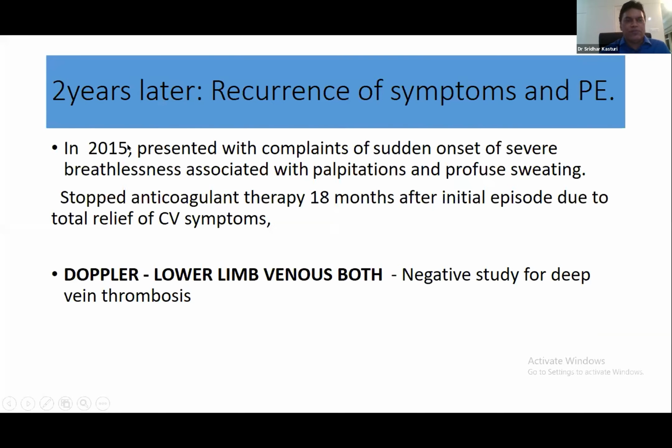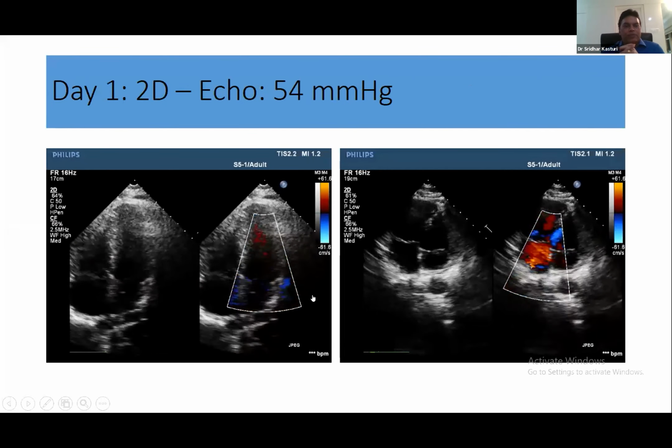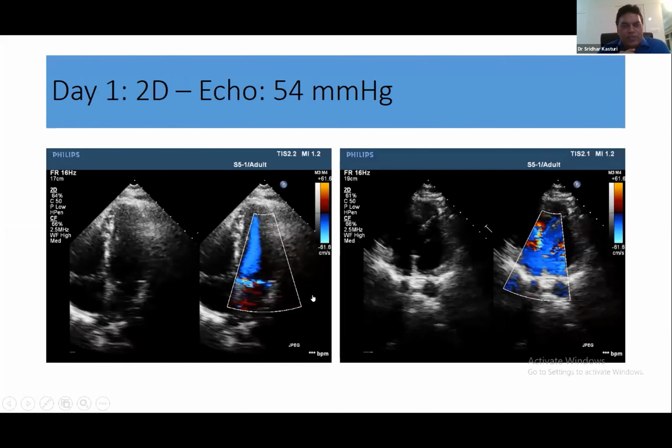So in 2015, he presented with complaints of sudden onset of severe breathlessness with palpitations, after stopping for 18 months. And all these patients are unprovoked. They didn't have any venous thrombosis of the legs.